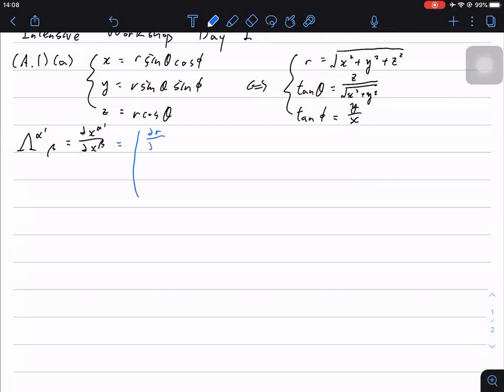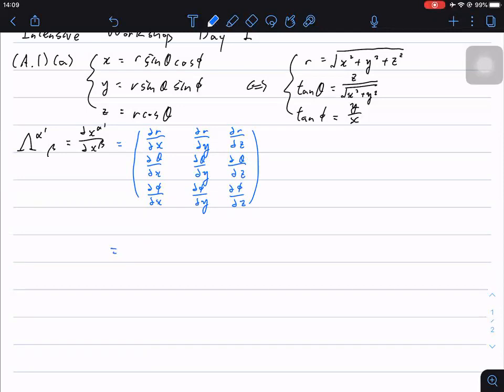So r on the first row, we have partial r partial x, partial r partial y, and partial r partial z. And also theta on the second row, and also phi on the third row. Okay, so for the next step, we are going to calculate the derivatives.